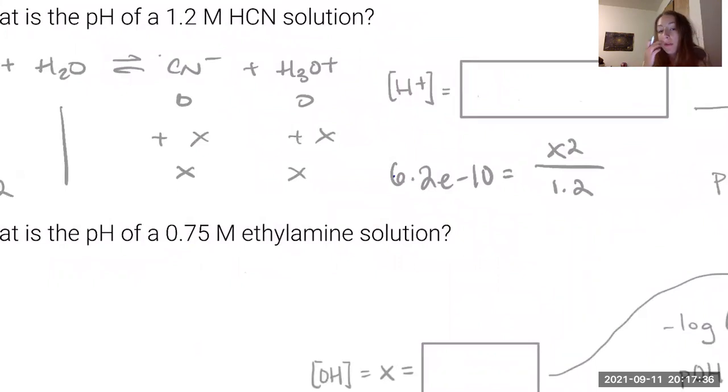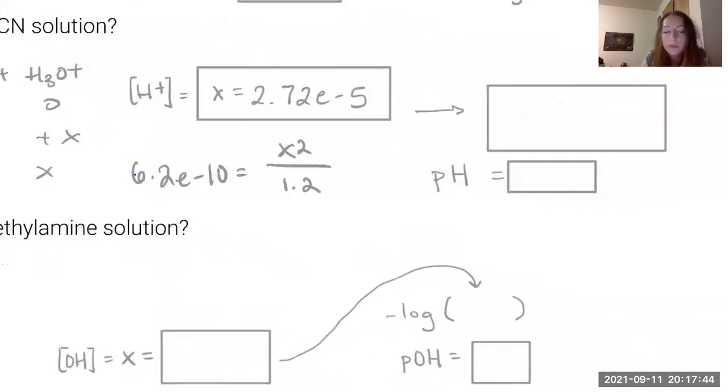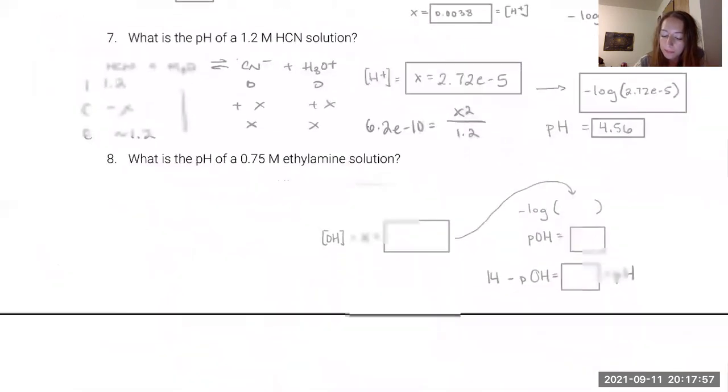Okay, then we're going to solve for X. Okay, X is going to equal our H plus concentration, right? So we're solving for that. We solve for it. Now this is useful because we can do negative log of this, right? Negative log of H plus concentration will give us our pH, okay? And that's what the answer is.